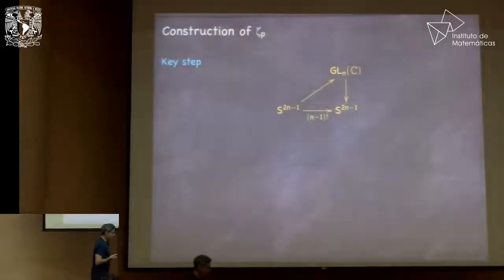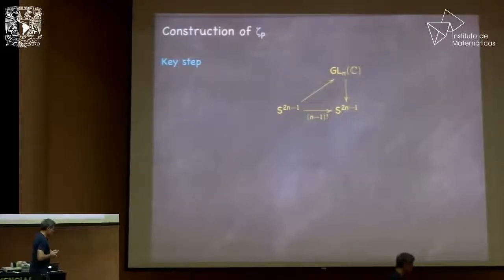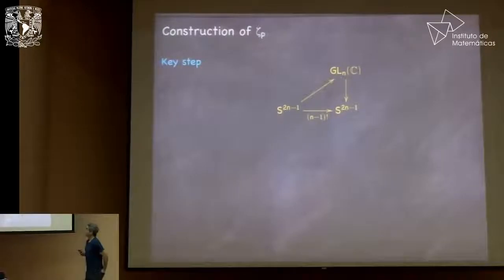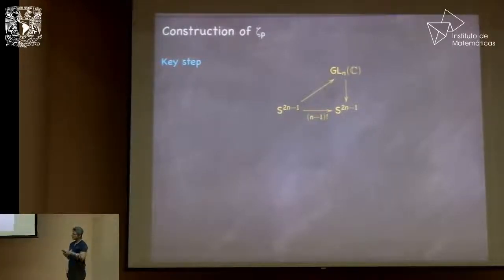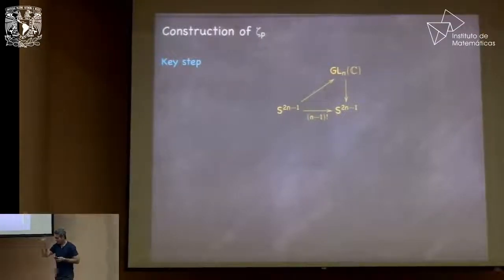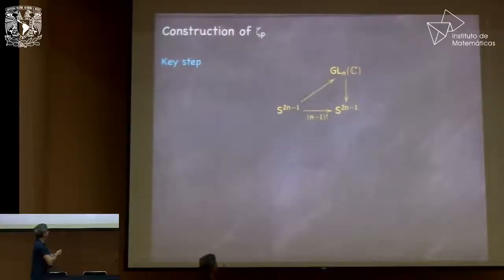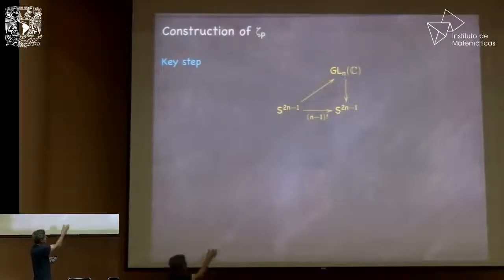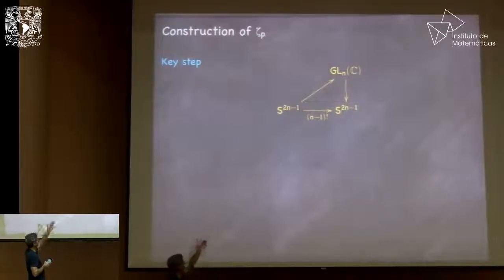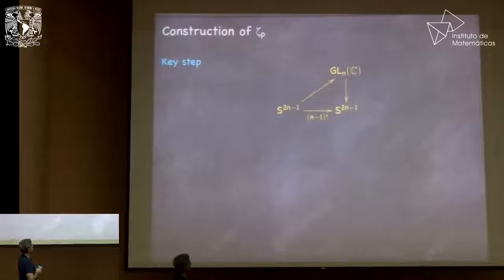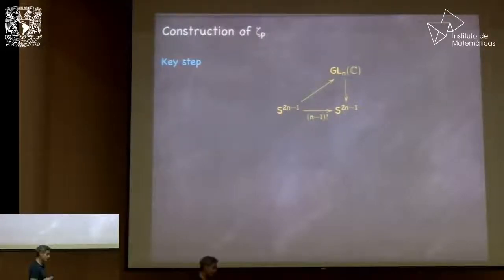So these Riis bundles come from this element in pi 4p minus 3 of the 3 sphere. And you need a good geometric or linear algebra construction of that map. And the key step is the existence of this diagram. Now this map from GL_n C to the 2n minus 1 sphere is just taking, say, the first column of an n by n matrix, and looking at the unit vector, dividing it by its norm. Okay, so that's the quotient of U_n by U_n minus 1. So that doesn't have a section, but if you compose it with a map of degree n minus 1 factorial, it does have a section.